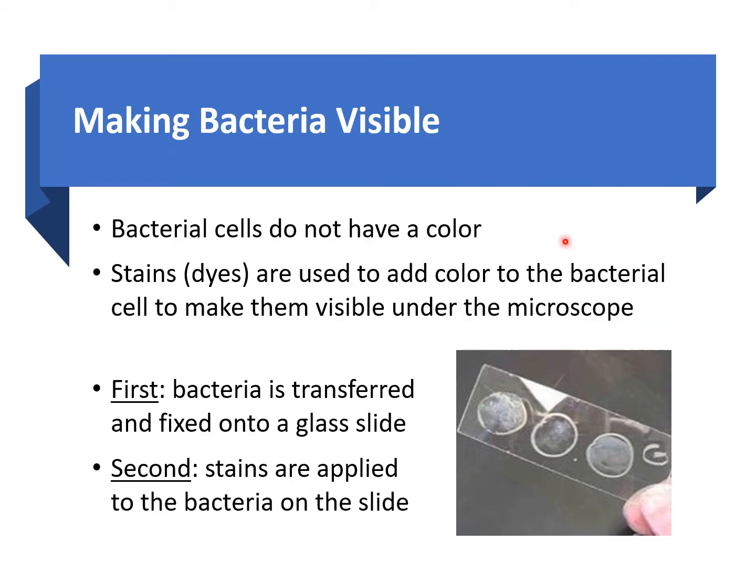So the reason why we stain bacteria in the first place is because bacteria cells don't have a color. So for us to be able to view them under the microscope, we will need to stain them so that we would be able to see them. Now, the stains that we use, or you can refer to them as the dyes, they basically add color to the bacteria cell, as I said, so that they can make them visible under the microscope.